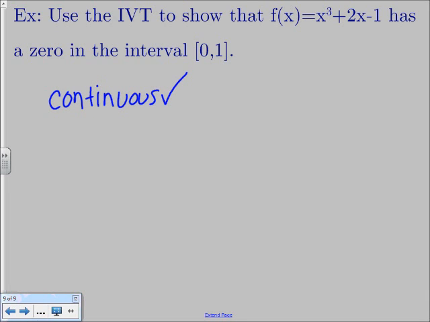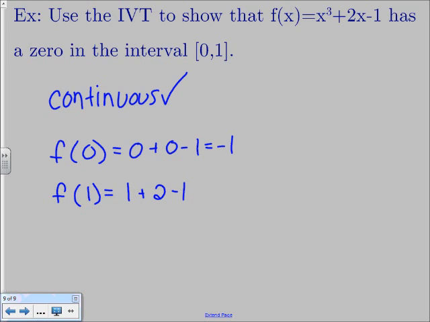Now we want to see what f of a is and f of b is. Well, a in this case is 0, so if we plug 0 into our function, we get 0 cubed, which is 0, plus 2 times 0, so 0 again, minus 1. So we get negative 1. And now I want to see what f of 1 is, or what the y value at our other endpoint is. If we plug in 1, we get 1 cubed, which is 1, plus 2 times 1, or 2, minus 1. So if we simplify, we get 2.